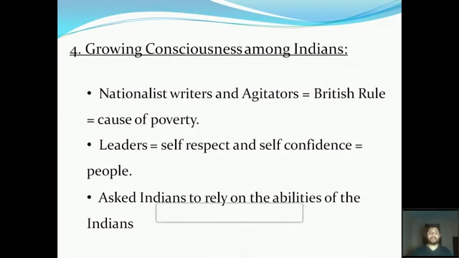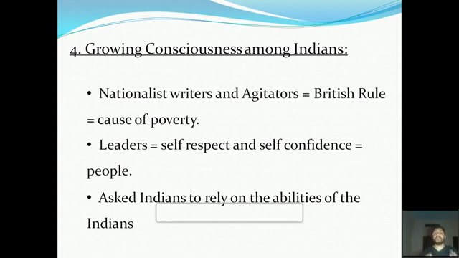Now we are moving to the fourth point, and the fourth point is growing consciousness among Indians. Indians were ready to go for a different way of thinking. They started to think differently. Let's see how they helped the people to achieve their goal.